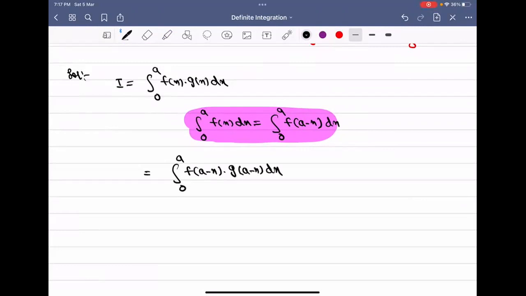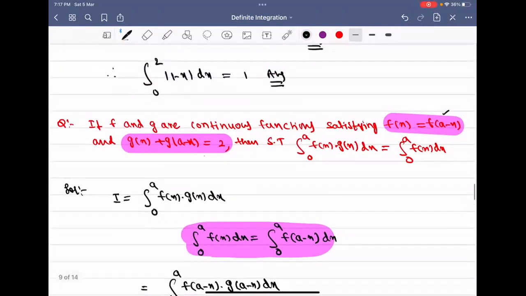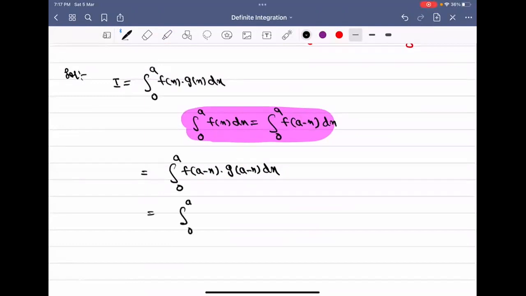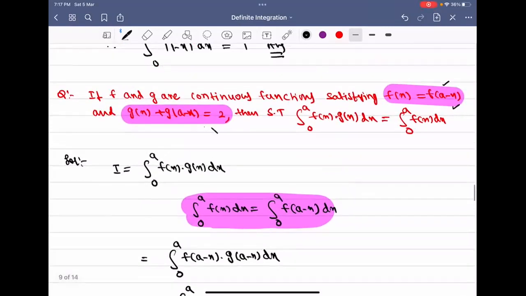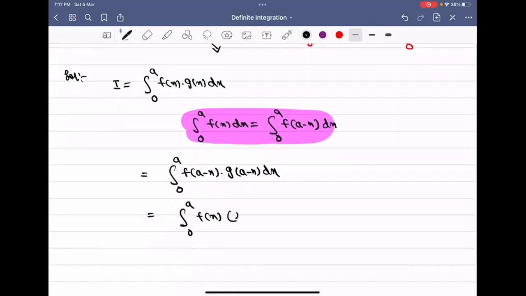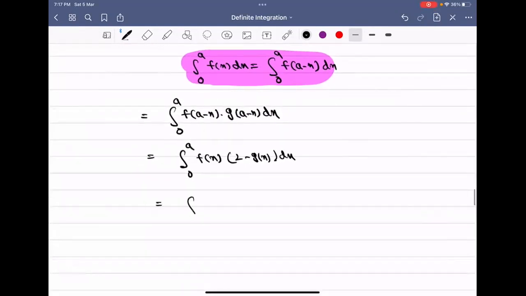This is the first. Next, from the first condition, f of x is equal to f of a minus x, or f of a minus x is equal to f of x. So integration of 0 to a, replace f of a minus x with f of x. Now from the second condition, g of a minus x is equal to 2 minus g of x. So this is equal to integration of 0 to a, if you open the bracket, 2 times integration of 0 to a f of x dx minus integration of 0 to a f of x into g of x dx.